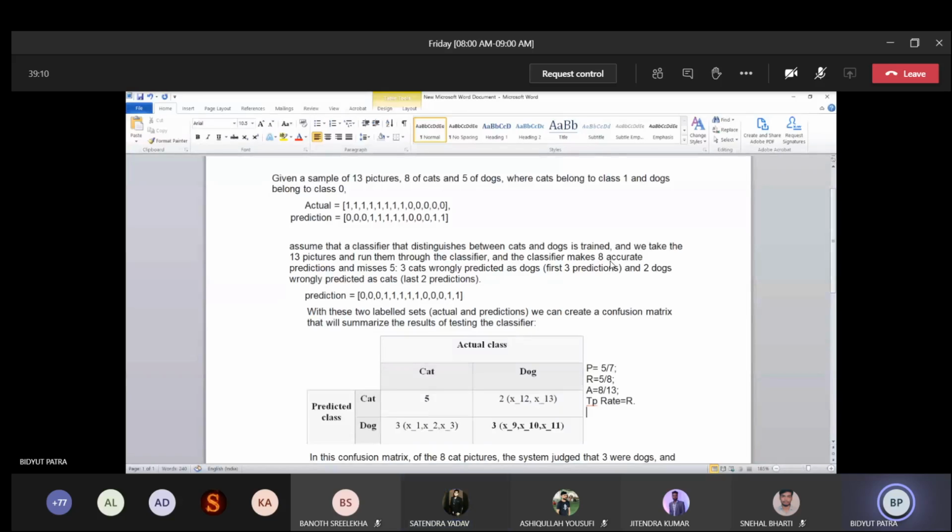And then what about the false positive rate? It is 2 by 5. So it will be 2 by 5. Done? Yes, sir. So this example is taken from Wikipedia.